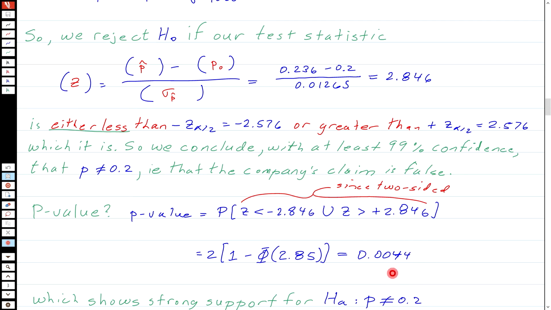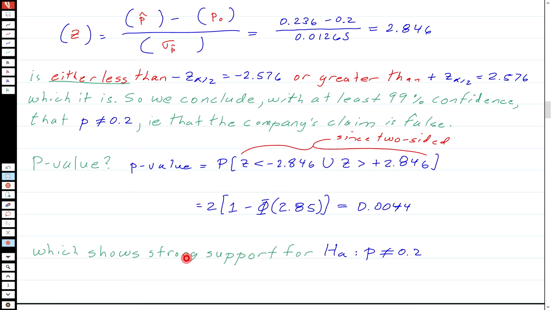Basically, any time we choose alpha to be bigger than this, we're going to reject H naught. So it shows pretty strong support for HA, that p is not equal to 0.2.